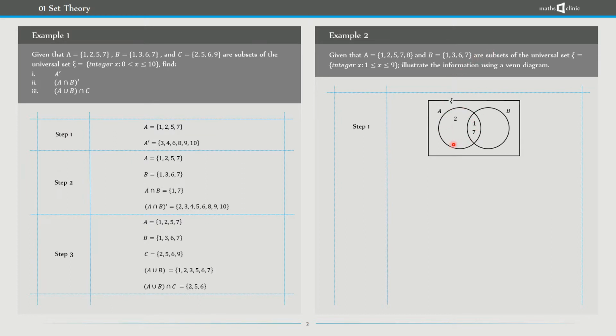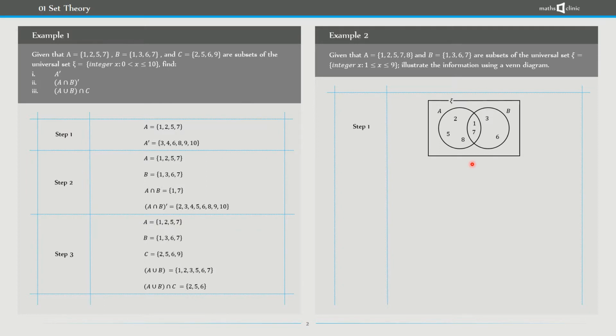Okay, so we have 2, 5, and 8. I think that's all for A. And then we fill up the remaining elements in B, and we have 3 and 6, and I think that's it. Okay, now there's something else.